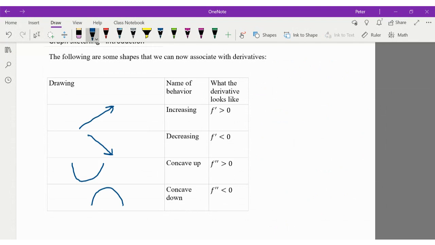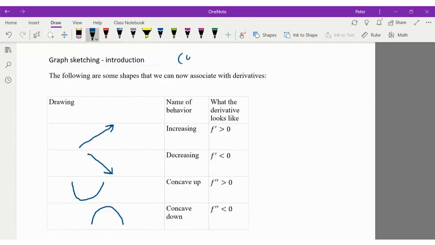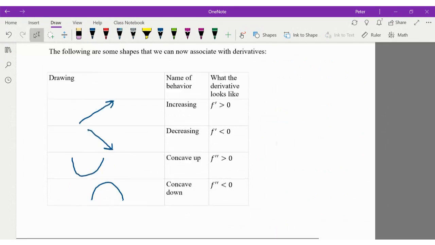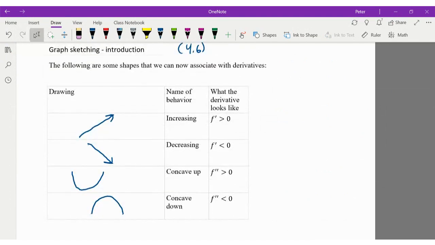This is the exercise as we get to section 4.6. It is basically going to be to try to draw the function from knowledge of what its derivatives are. This is where actually the shape of functions becomes important.